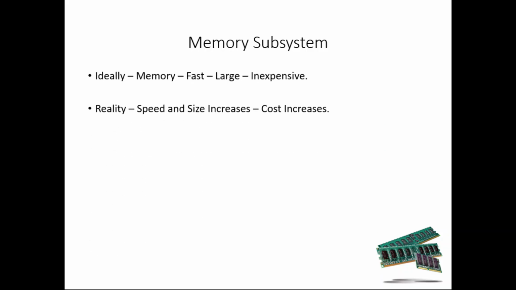Ideally, memory is expected to be fast, large, and inexpensive, so that the computer can do all the work related to memory in an effective way, and the speed can be increased. But in reality, that is not the case. As the speed and the size of the memory increase, the cost also increases. If you want a faster memory, obviously its cost will be high. And if you want more memory, then also you have to pay the price for that, right?